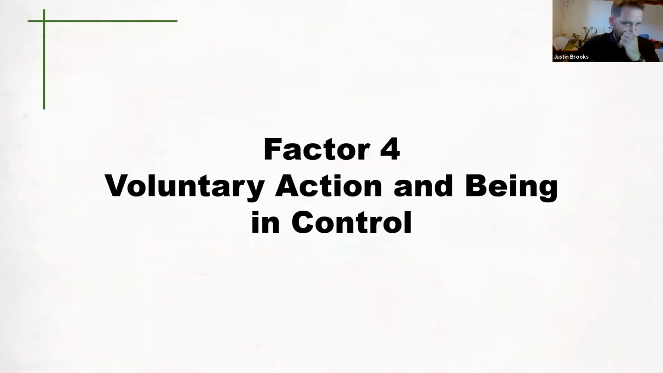All right. Factor 4, voluntary action and being in control. The risk of an activity or task is viewed as less risky when we engage in it voluntarily or when we feel we have complete control of the activity. As we go through this risk tolerance factor, we'll use some job and recreational examples, as this is where we most often have the choice on what we do and how we do it.